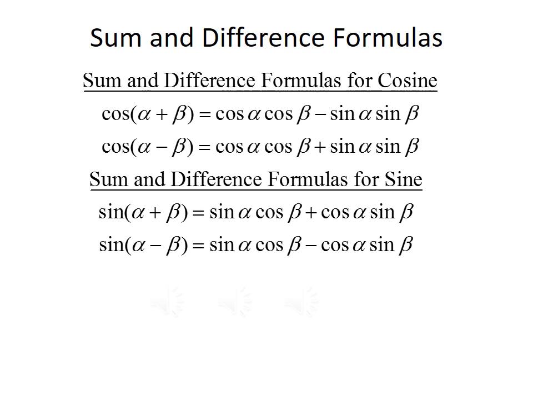Next we have the sum and difference formulas for sine. Sine of the sum of two angles, alpha plus beta, will be the sine of alpha times the cosine of beta plus the cosine of alpha times the sine of beta, and the sine of the difference of two angles, alpha minus beta, will be sine of alpha cosine beta minus cosine alpha sine beta.